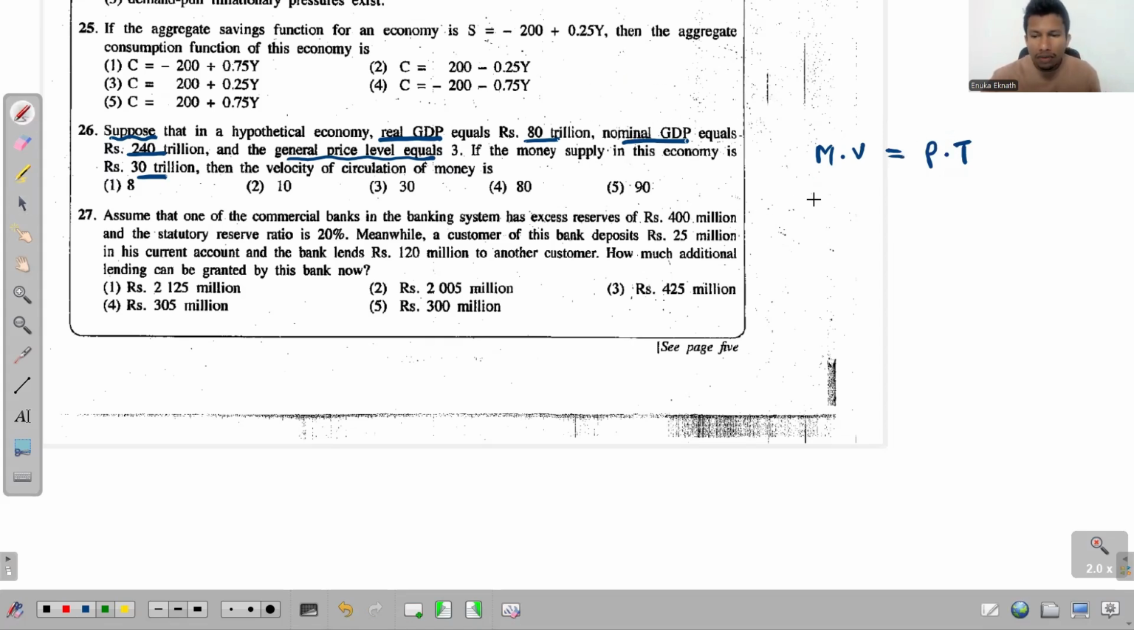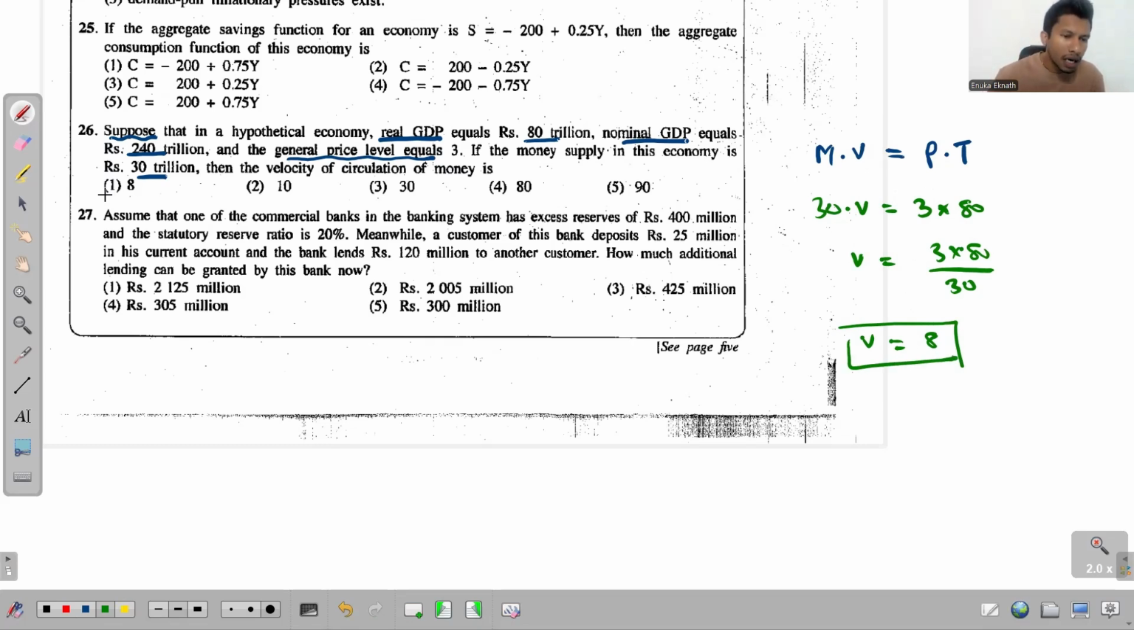So money supply is given to us as 30, that into V, the unknown that we need to find. Price level in the economy is given to us as 3, and the real output is 80. So we can simply apply this equation. V equals 3 multiplied by 80 over 30. And what's the answer? The answer is simply 8. So velocity of money circulation is 8, and the answer for this question 26 is the first one.